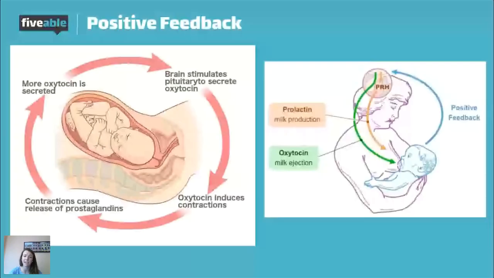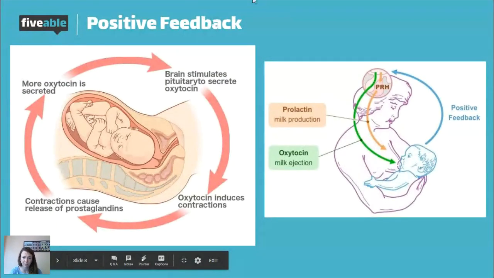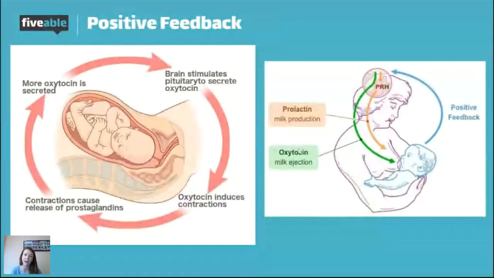Another example is breastfeeding. As the baby is sucking on the breast and milk is coming out, it's going to stimulate more milk coming out as well as more milk being produced. So that's an example of positive feedback through prolactin and oxytocin, two hormones that are going to lead to more milk coming out and more milk being produced. So those are good examples of high level endocrine stuff. And again, cell signaling goes along with that as well.